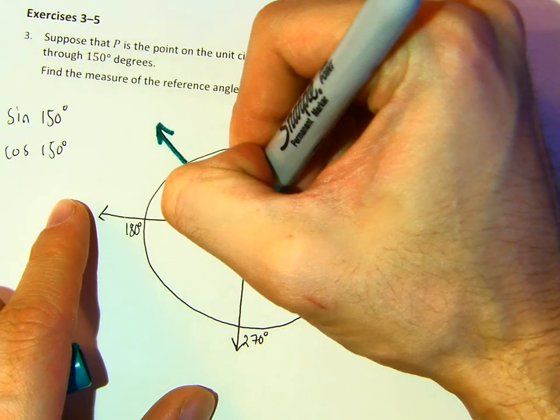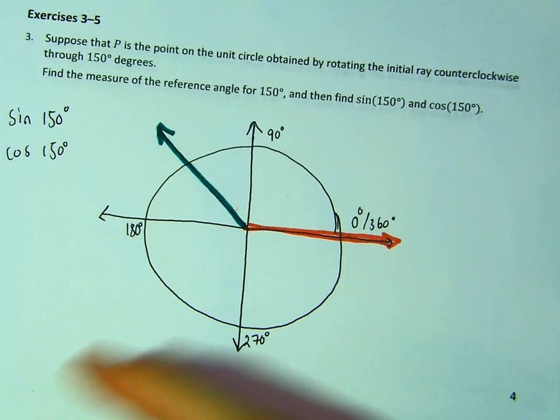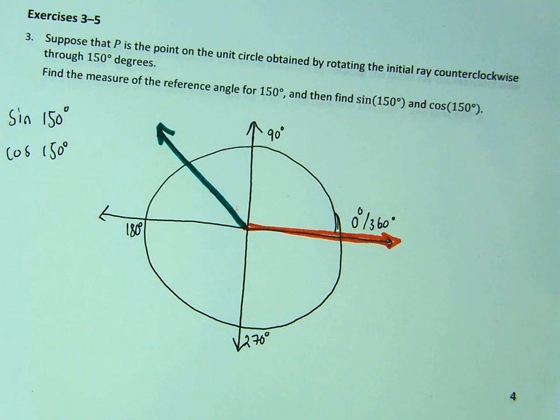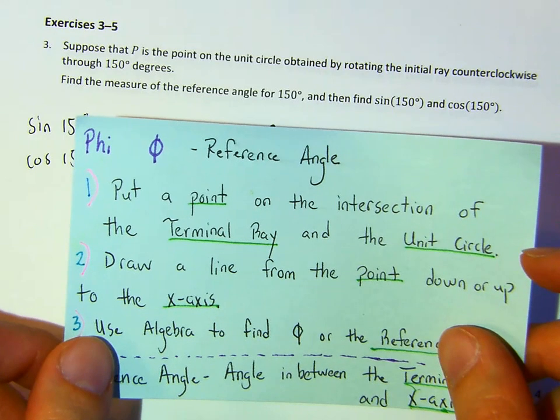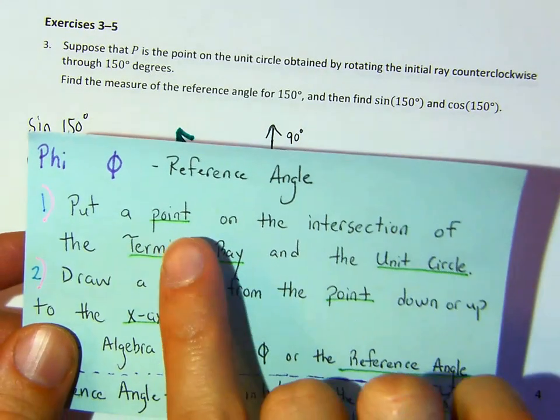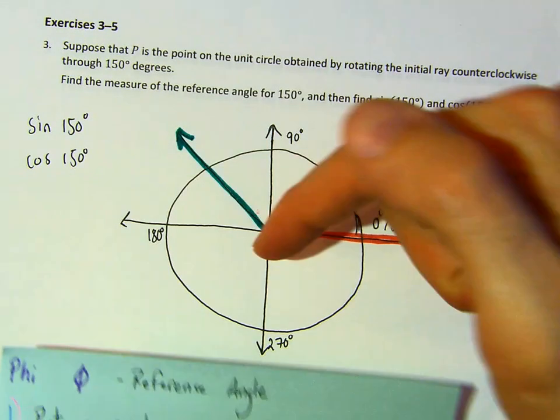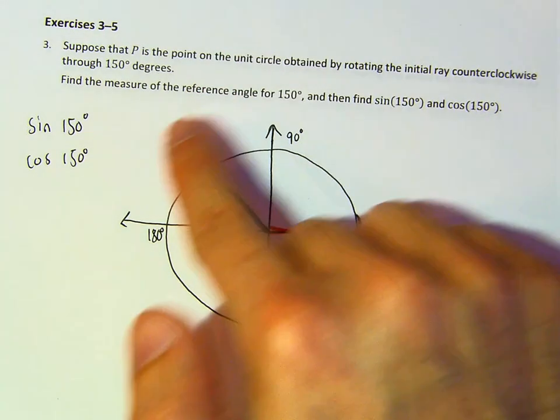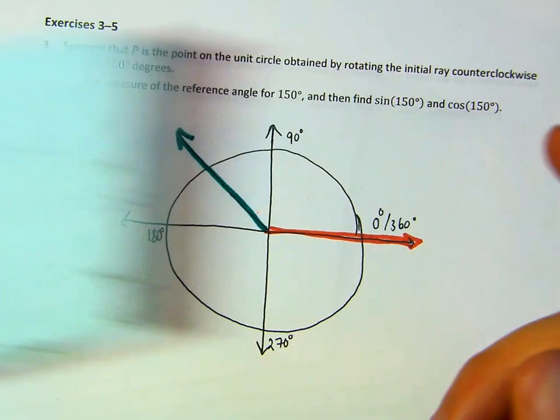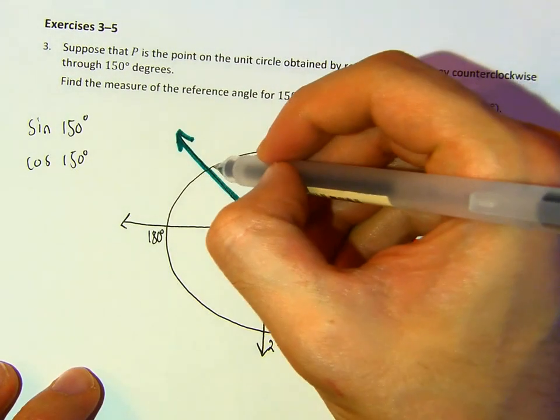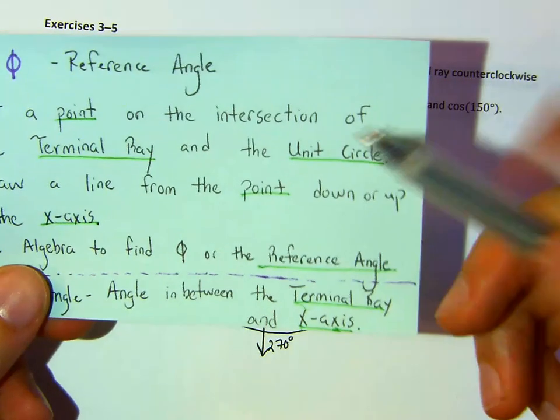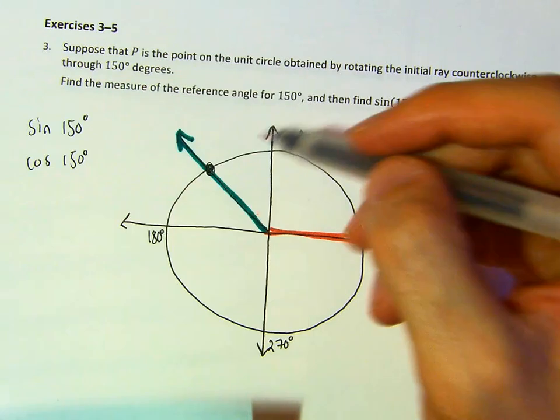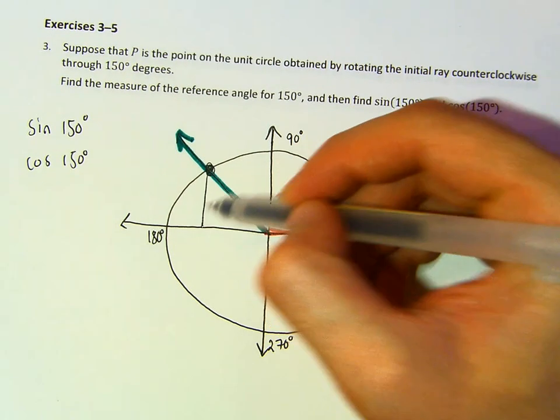Okay. Now, we need to find the reference angle. And if you feel like you're shaky on that, that is no bueno. You have to be good with it. How do you find the reference angle? What's the first move? Put a point on the intersection of the terminal ray and the unit circle. Okay, so where's that point? It's right here. Then what was the next move? Draw a line from the point up or down to the x-axis. So we just draw that point here.